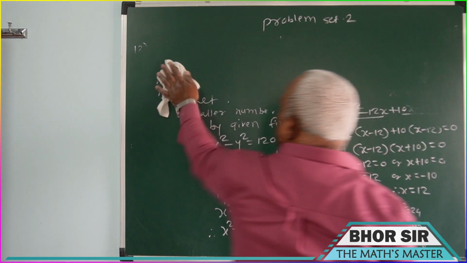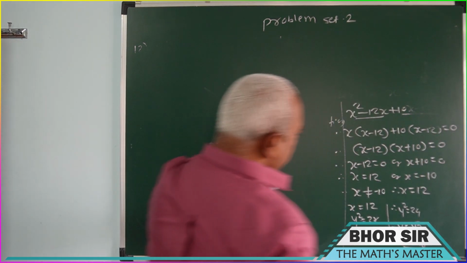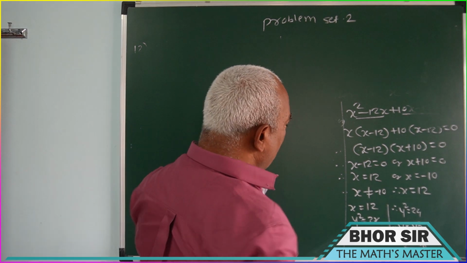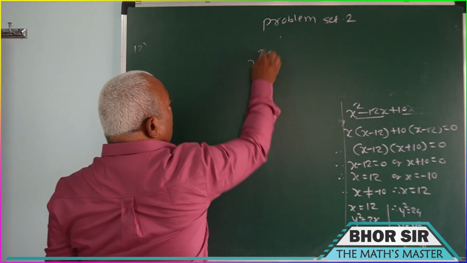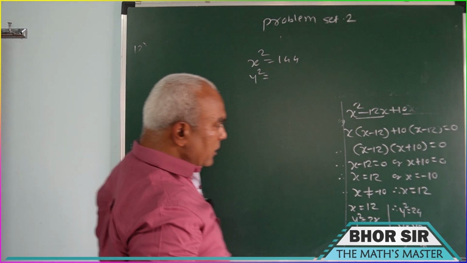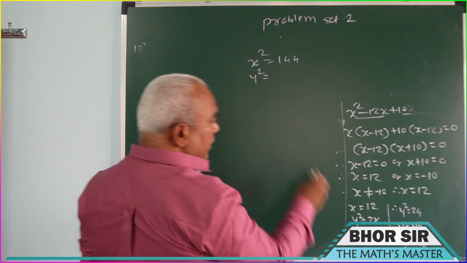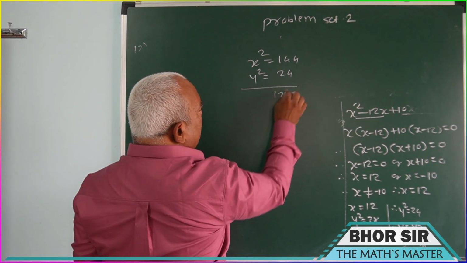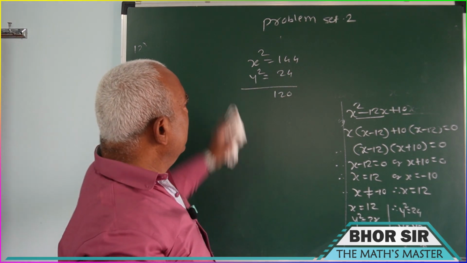If we do verification, x square will be 12 square, 144. And y square will be how much? 2 root 6 squared is 24 only. Do the subtraction of these, and the answer is 120. Okay, this way.